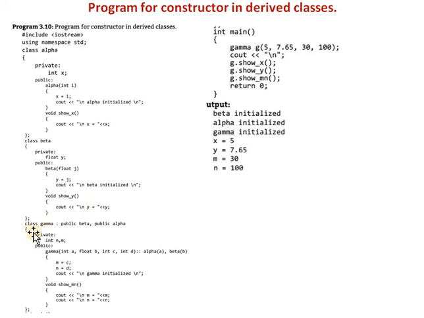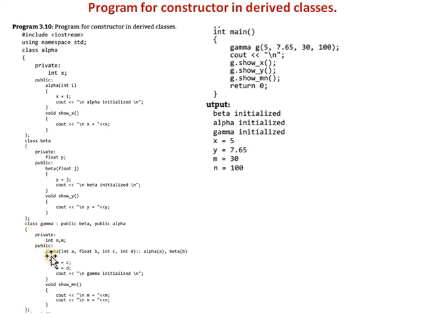Then next, there is one derived class, gamma, which inherits the two classes beta and alpha. Here the second class is inherited first, then the first class alpha. In the gamma class, there are two data members, n and m. N and m are the two data members of the class gamma.